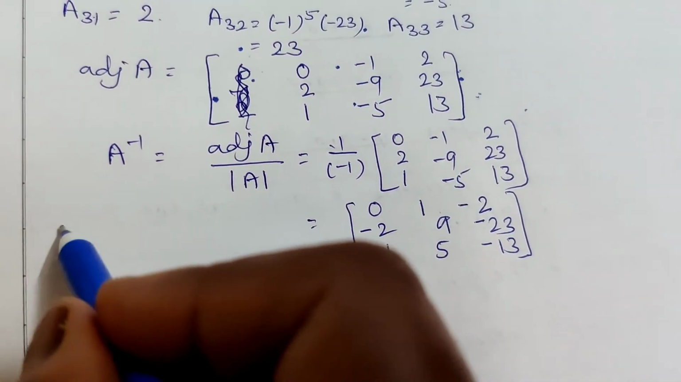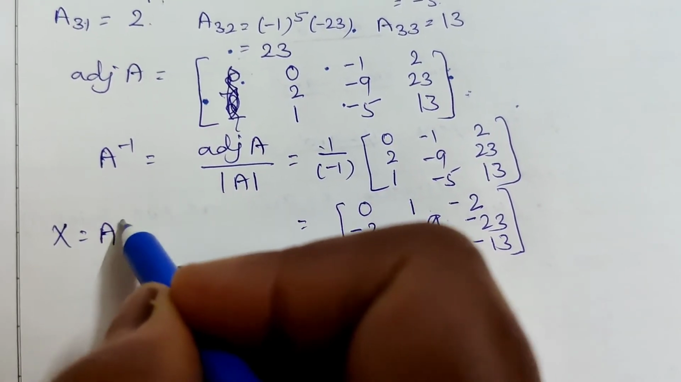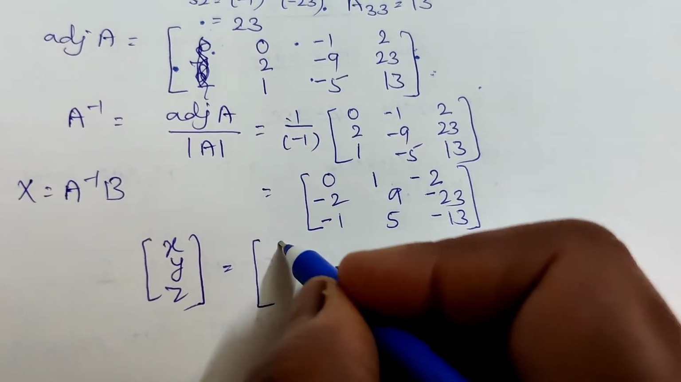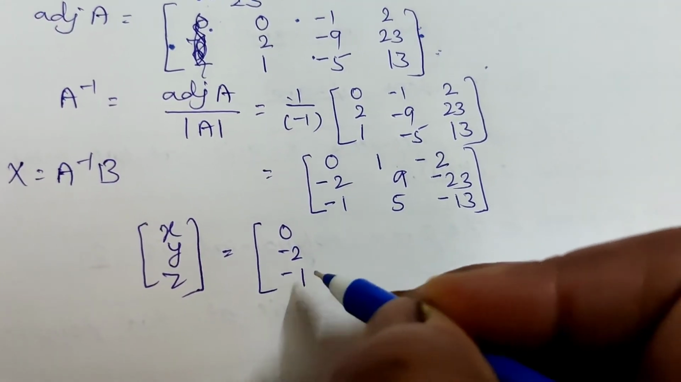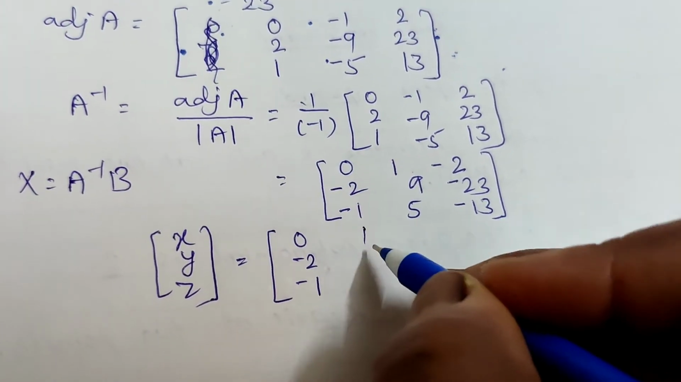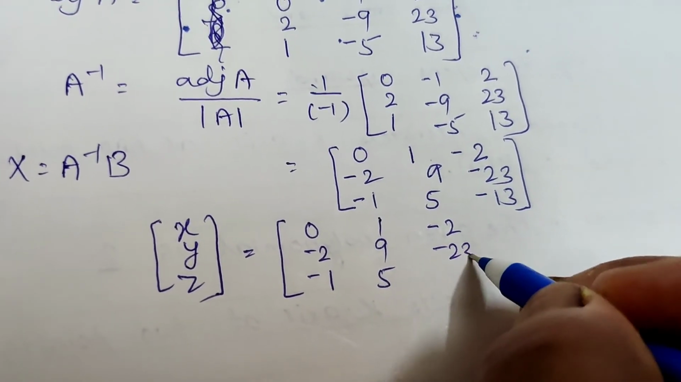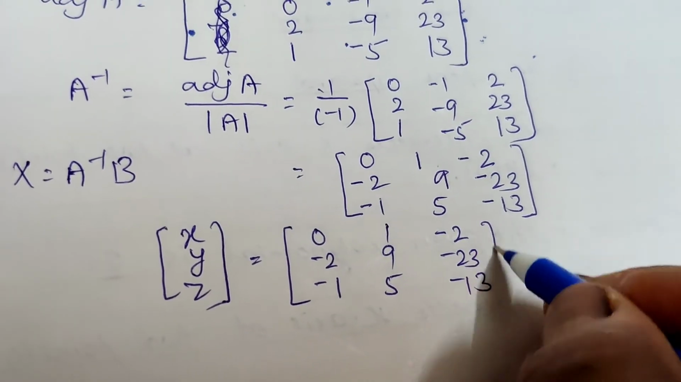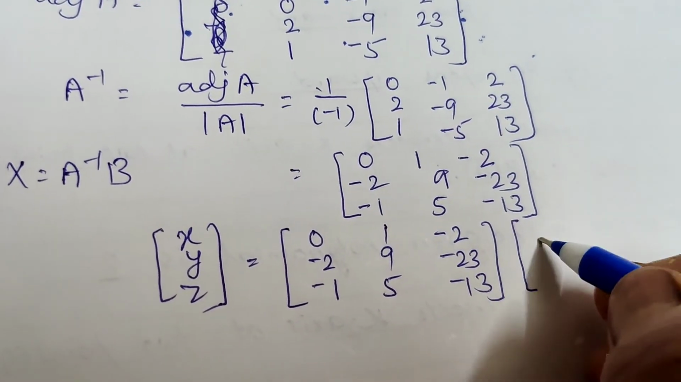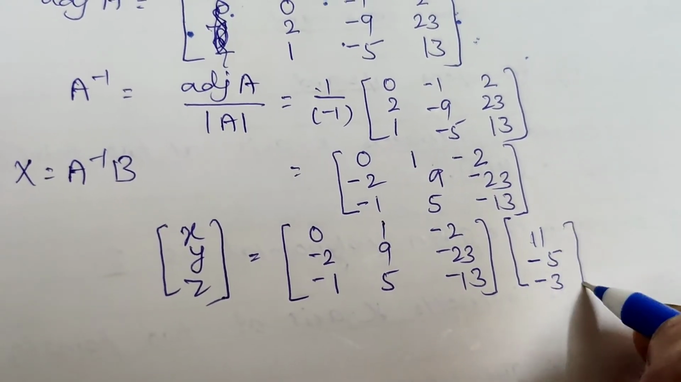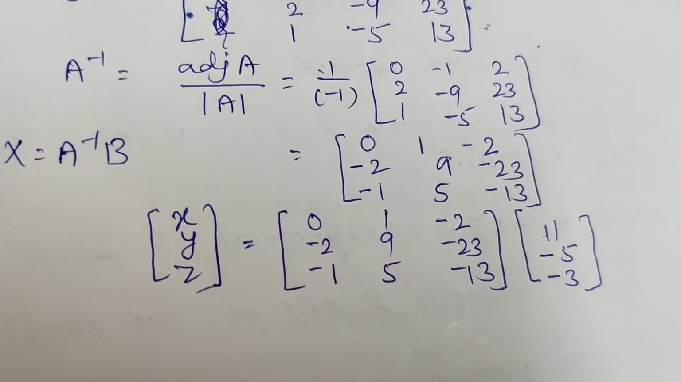Now we know that X equals A inverse into B. Now A inverse is 0, minus 2, minus 1, 1, 9, 5, minus 2, minus 23 and minus 13. And multiplied to B. B is 11, minus 5, minus 3. Okay. Now multiply.